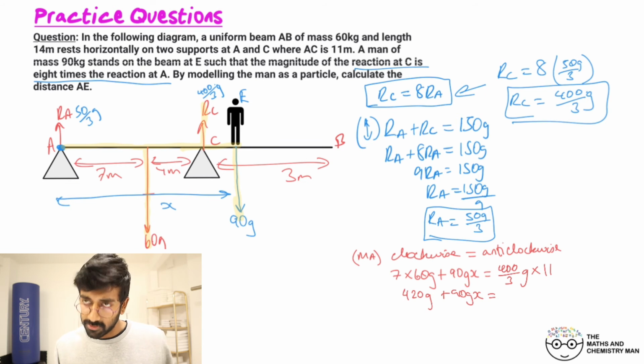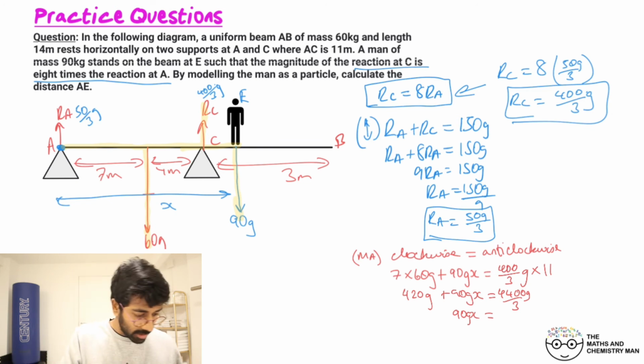I think that would be 4,400G over 3, I think, on that side. Double check that, hopefully it's correct. Next thing, take the 420G to the other side. I can't do that in my head. Let's just quickly tap that in.